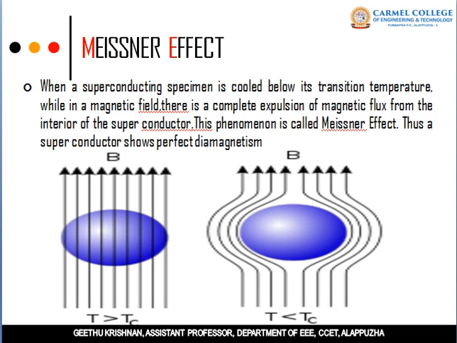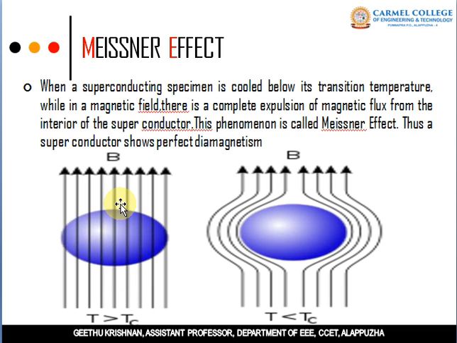That is, in the case of a superconductor, magnetic field lines will be completely expelled from the interior of the superconductor, that is, up to the critical temperature, T less than Tc. When T is greater than Tc, that is, after the critical temperature, the metal acts as in the normal state, and the magnetic field lines will penetrate through the metal.